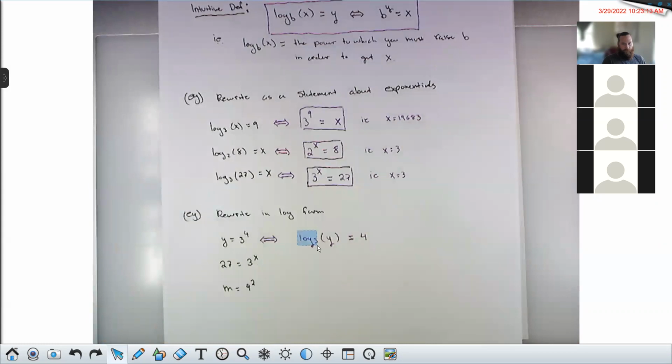If I say that the log base 3 of y is equal to 4, that means that 3 raised to the 4th power is equal to y. The log base b of some number is the power to which you must raise that base in order to get that inside. So this says 3 raised to some power 4 is equal to the inside here, and that's precisely what this says.